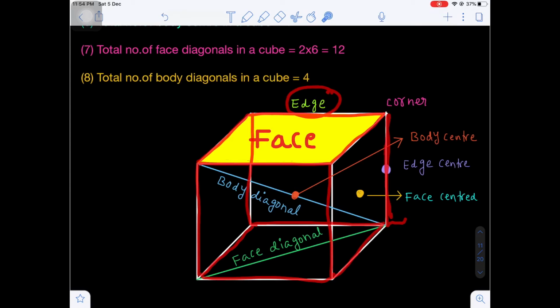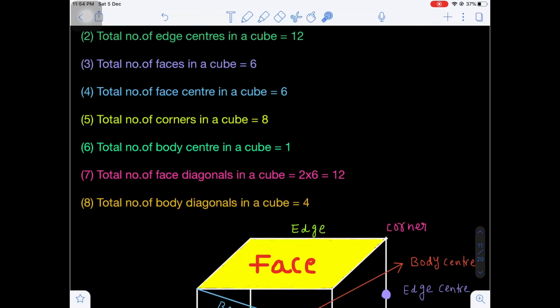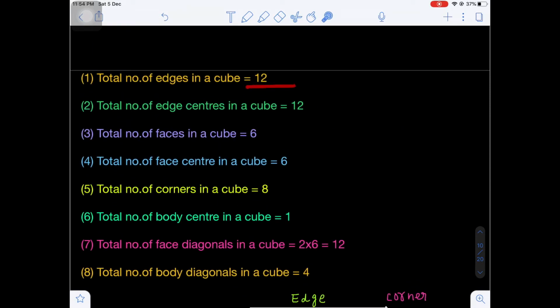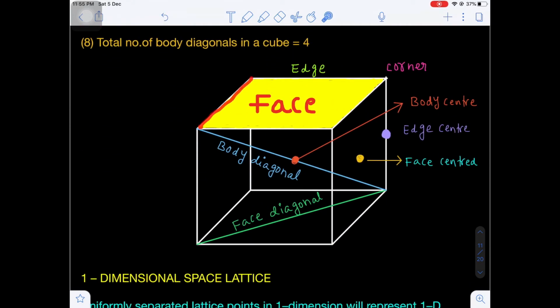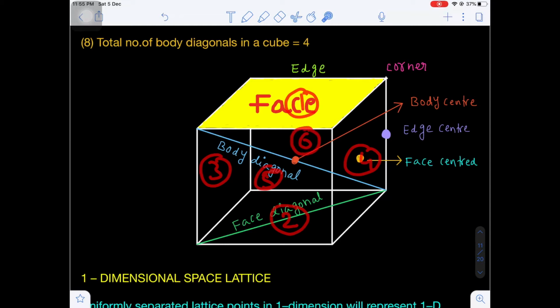At each edge there will be one center, which is called the edge center. So there are a total of 12 edges, and how many edge centers will be present? 12. Okay. Now come to faces. In a cubic unit cell, this is one face, the first face. This is the second face, this will be the third face, the fourth face, the fifth one, and the last sixth one will be below the paper.